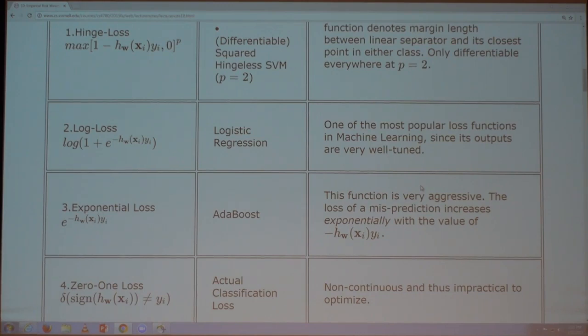Once you're done, please think about the two questions below. Which functions are strict upper bounds on the 0, 1 loss? Actually, ignore the strict, or just upper bounds on the 0, 1 loss. What can you say about the log loss and the hinge loss as z goes to minus infinity?